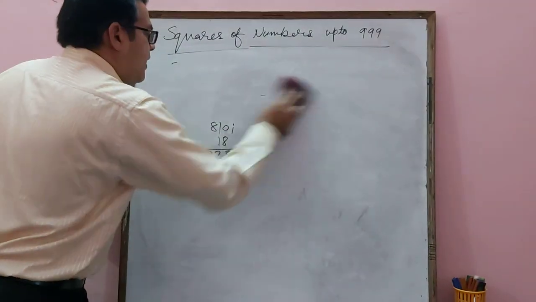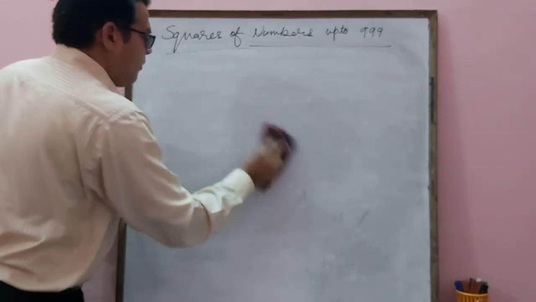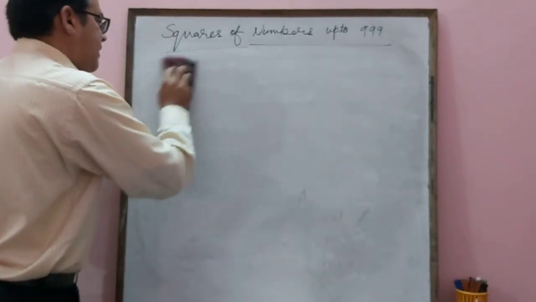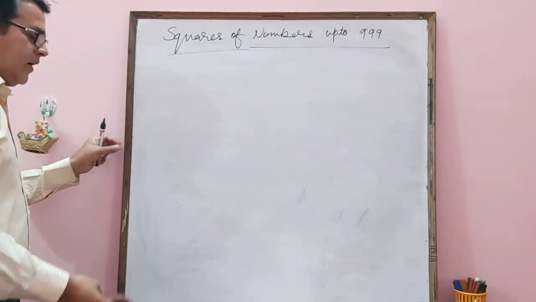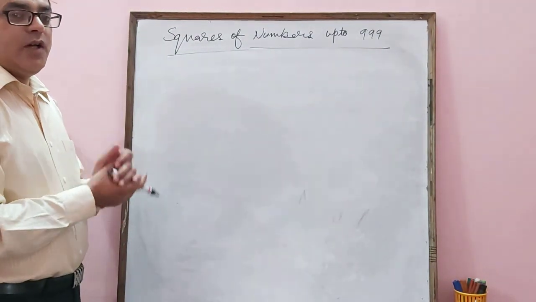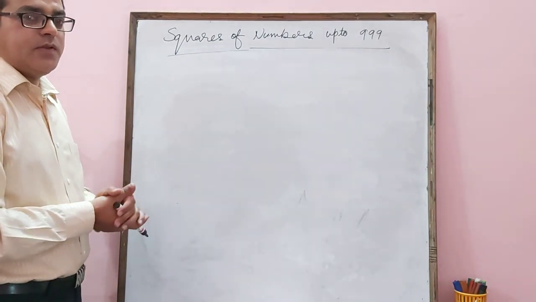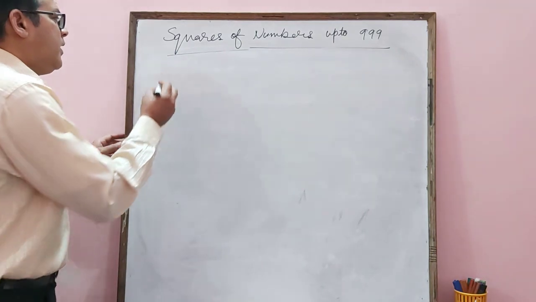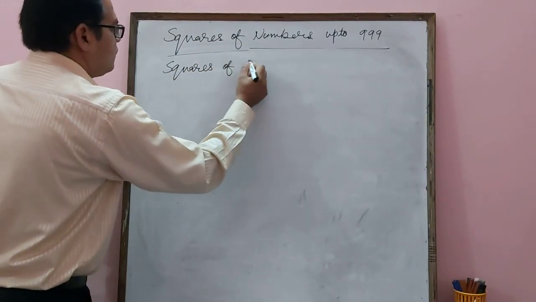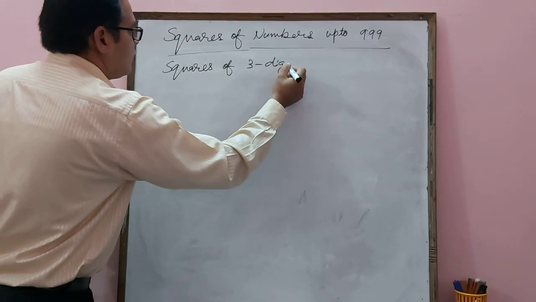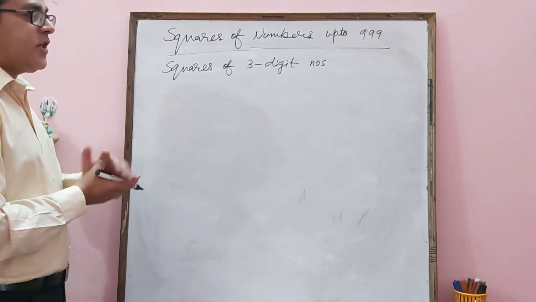Hope you understand, guys, how to find squares of 2-digit numbers within seconds. Without much calculation, we are able to find the squares up to 99, that is, 2-digit numbers. Now we will work on squares of 3-digit numbers. This is also very important, very interesting.